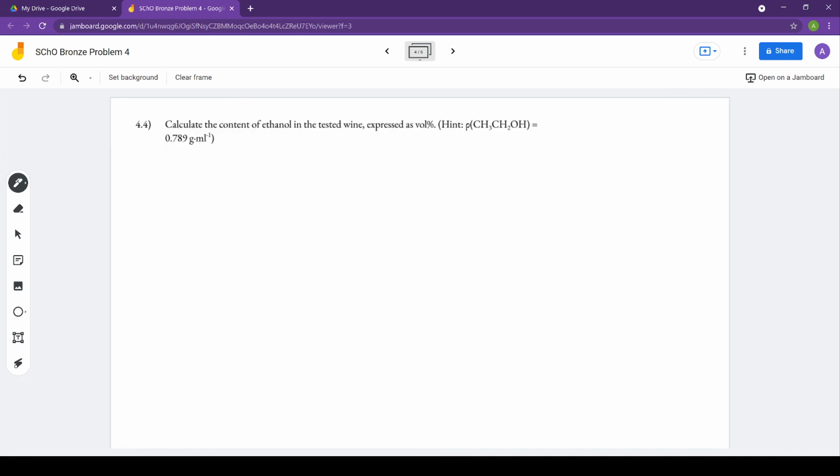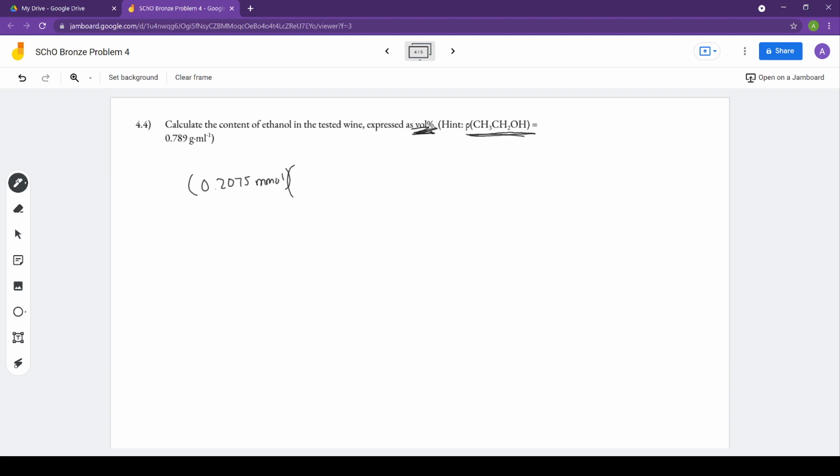Okay, the next question says calculate the content of ethanol in the tested wine expressed as volume percent. Then it tells us the density of ethanol. So maybe we'll need density in order to convert from grams to volume. The density of ethanol is 0.789. So we know that there's 0.2075 millimoles in our sample. So let's start from there. We have 0.2075 millimoles.